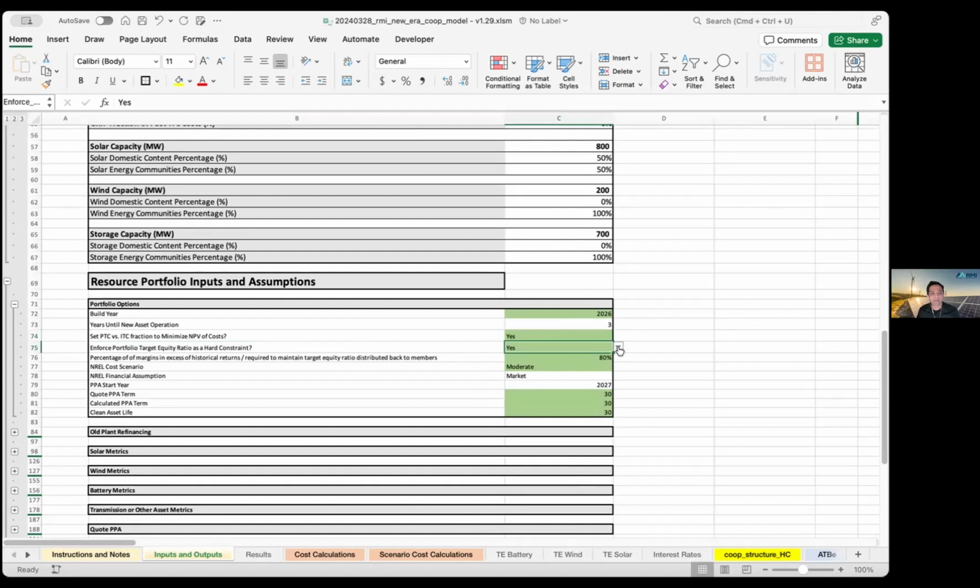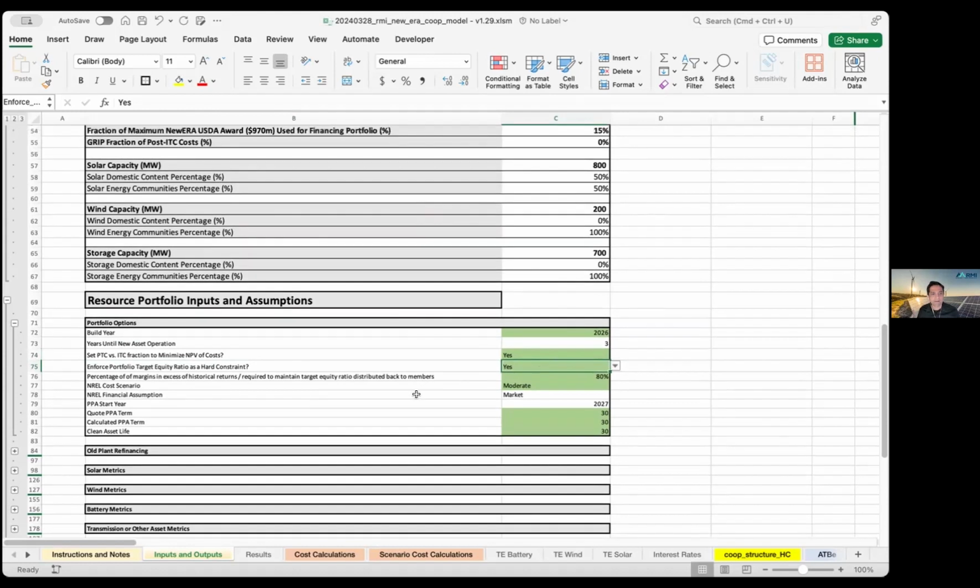Secondly, you may choose within each portfolio to enforce a target equity ratio as a hard constraint at the portfolio level. Or you may choose not to do that and let the model only enforce that constraint on equity ratios at a scenario level over multiple portfolios. So choosing yes here would really enforce that constraint at a portfolio level, while choosing no would only see that constraint enforced at a scenario level.